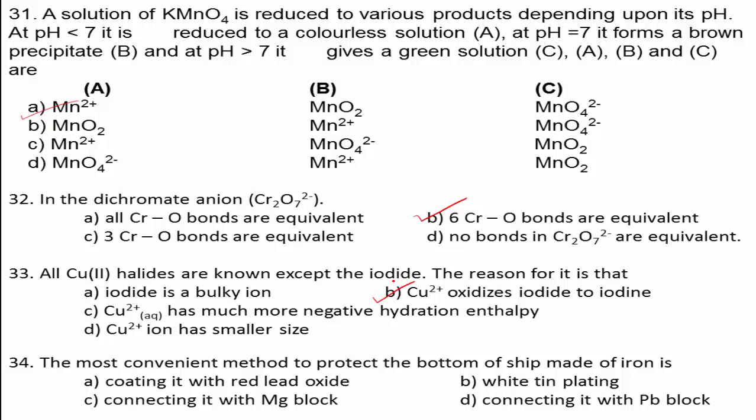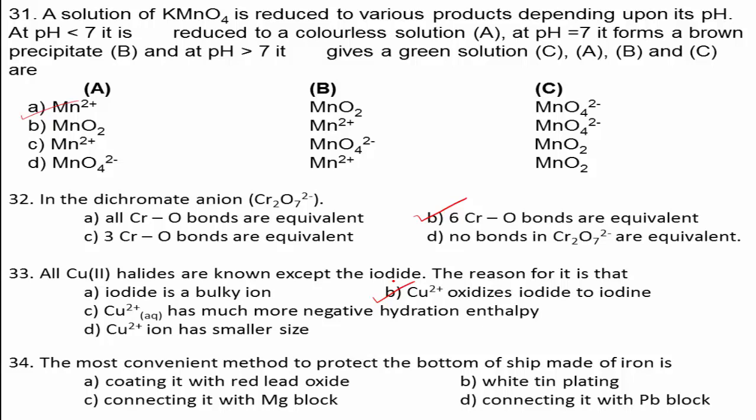Next, question number 34. The most convenient method to protect the bottom of a ship made of iron is: option A, coating it with red lead oxide. Option B, white tin plating. Option C, connecting it with magnesium block. Option D, connecting it with lead block. Yes, the most convenient method to protect the bottom of the ship made of iron is white tin plating, preventing the build up of barnacles.